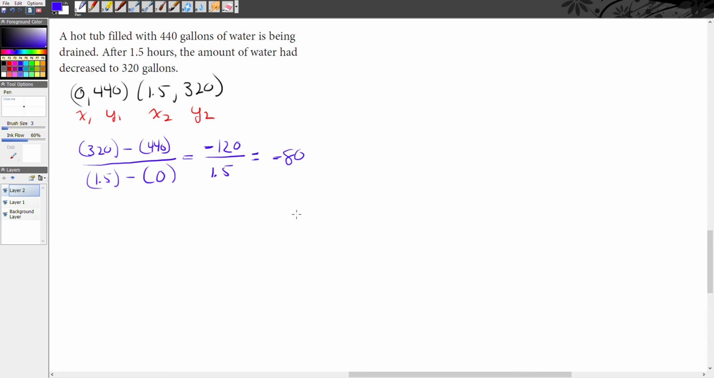And we can go ahead and use this information to write our equation in standard form. First, we're going to start with point slope form. I'm going to start up here. So y minus y1, we need to pick one of these points. I'm going to pick this first one, 0, 440. So y minus 440 equals our slope, negative 80, times x minus 0, which we know x minus 0 is x. So now this looks like y minus 440 equals negative 80x.